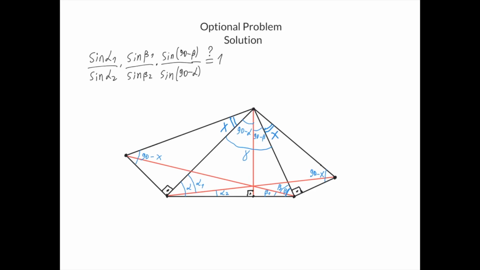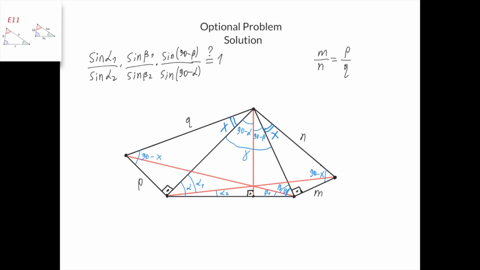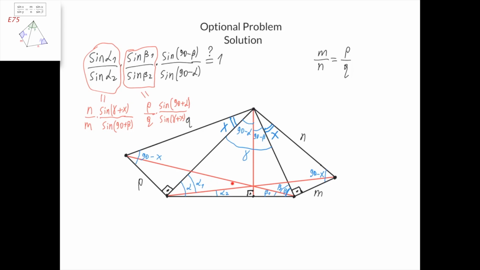What we need to prove is that sine of alpha 1 divided by sine of alpha 2 times sine of beta 1 divided by sine of beta 2 times sine of 90 minus beta, sine of 90 minus alpha equals 1, and the statement would follow from the trigonometric form of Ceva's theorem. Let's denote this length by m, this length by n, this length by p, and this length by q. Then we have similar triangles. This triangle is similar to this triangle because they have the same angles, and therefore m divided by n equals p divided by q.